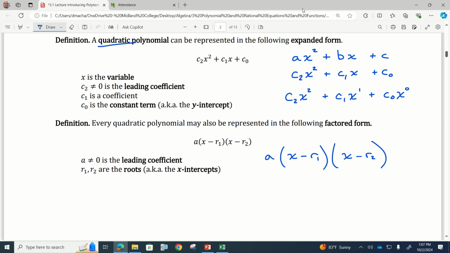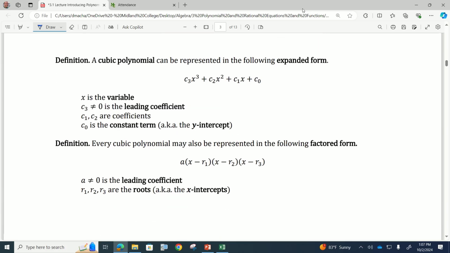So this is where the new material starts today. We could have a cubic polynomial. And a cubic polynomial is any expression that could be equivalently rearranged and represented like this. We've got c3 x to the 3 power plus c2 x to the 2 power plus c1 x plus c0.